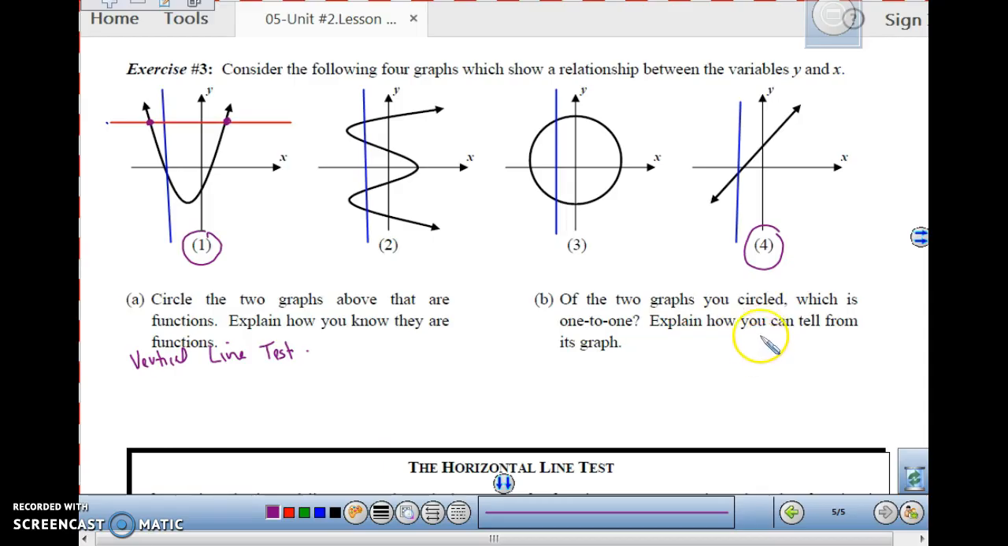All right, so on this one, if I draw a horizontal line and try to hit the graph, wherever I draw this line, I'm only going to hit the graph once. So number 4 is one-to-one because there are no repeating y values.